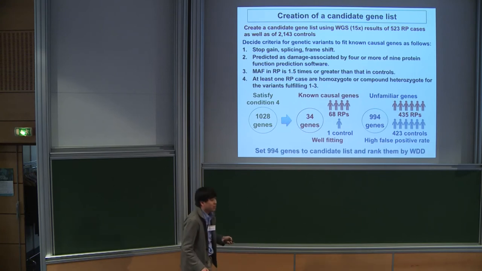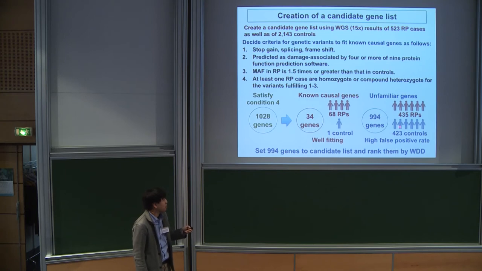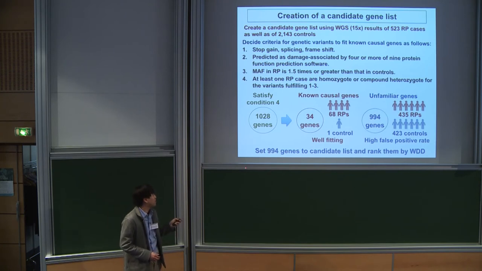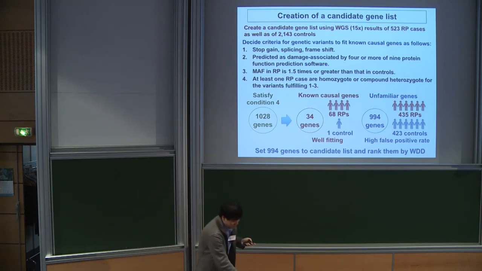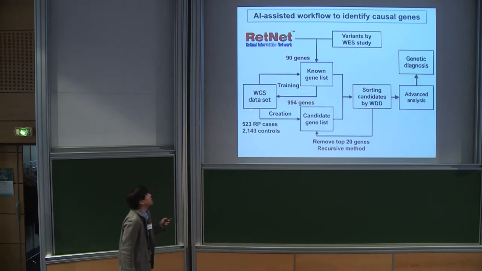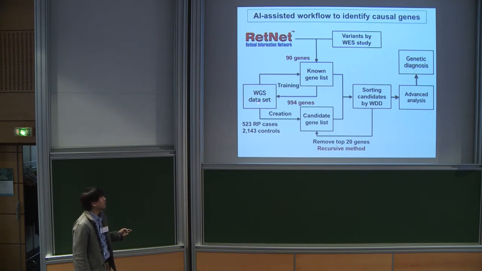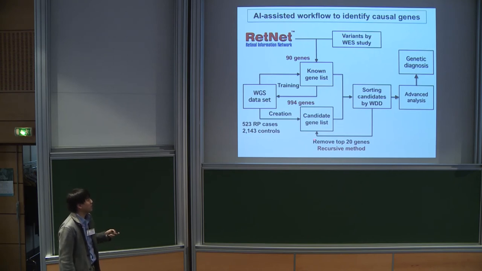But I think many true causal genes are included in these 994 genes. So we set these genes as the candidate list and rank them by WDD. This slide shows the workflow to identify causal genes. First, we input known information and set genes as the known gene list. Then, by using the whole genome sequence data set, we create criteria for variants and create the candidate gene list.